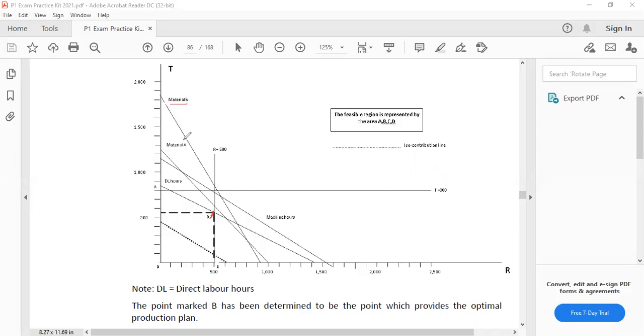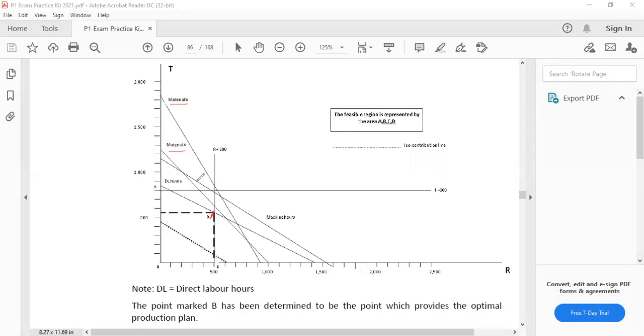So there is a slack here. Material B is this line. This line is material B. This is also not passing through the optimal point B. It is also not passing through that. So for material B also there is a slack. There is no shadow price.